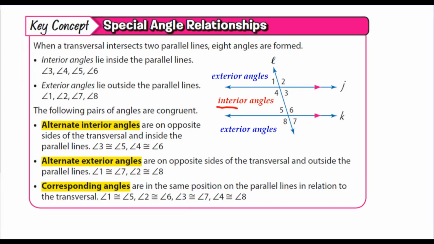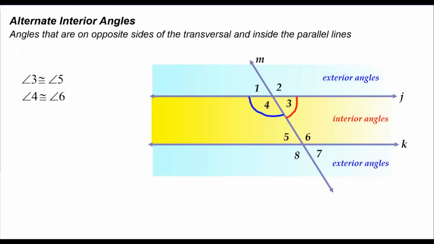So we have two types of angles when we have parallel lines cut by a transversal. We have interior angles, and those are the angles that are inside of the parallel lines. So angles 3, 4, 5, and 6 are all considered interior angles. And then we have exterior angles, and those are angles that are outside of the parallel lines. And angles 1, 2, 7, and 8 are exterior angles. And then we'll have all kinds of relationships in here. We do have some vertical angles in here. We have adjacent angles in here. We have supplementary angles in here as well as these three types of angles: alternate interior angles, alternate exterior angles, and corresponding angles. And I'm going to talk about those in the next coming slides.